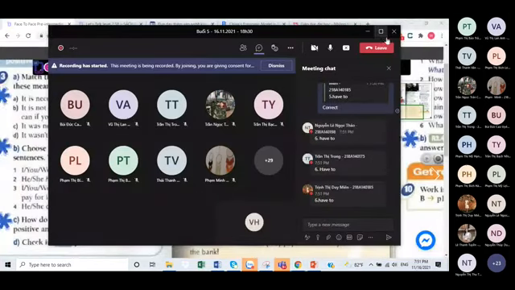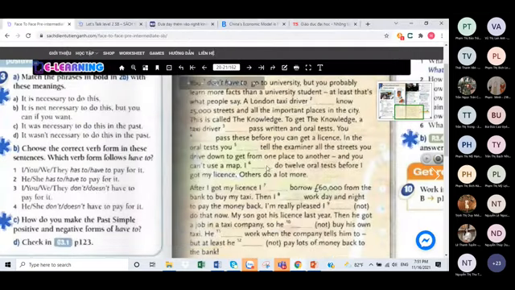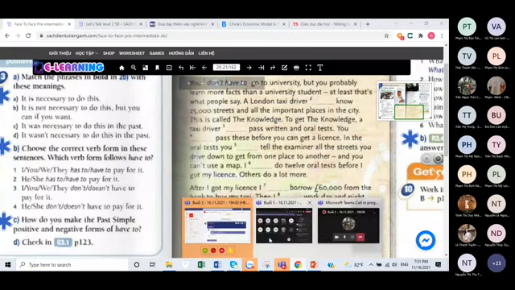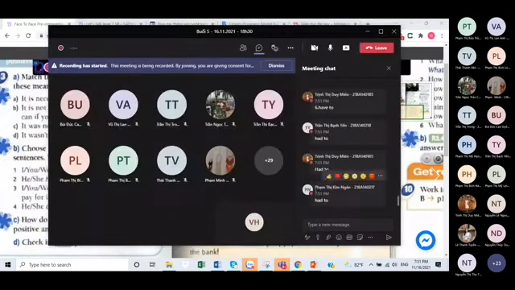But here you see, before I got my license. Not I get my license, but I got my license. So number 6 should be what? Have to or had to? Had to, not have to. Number 6, had to. Right.